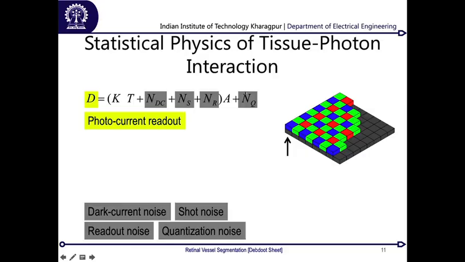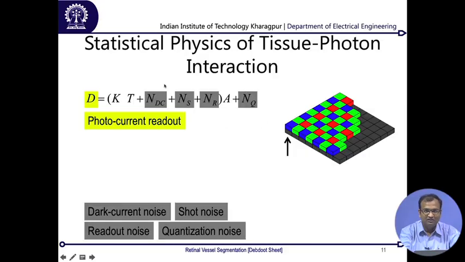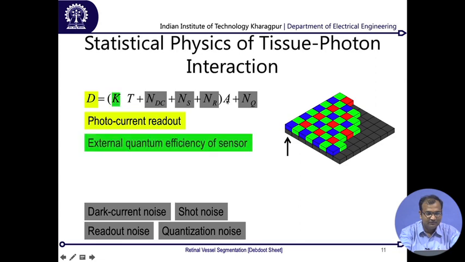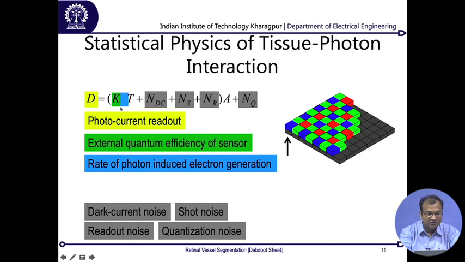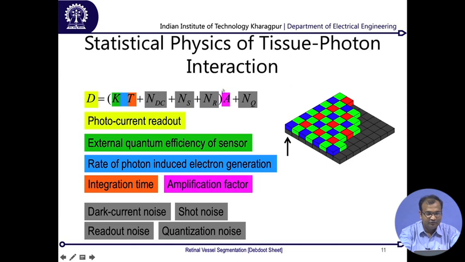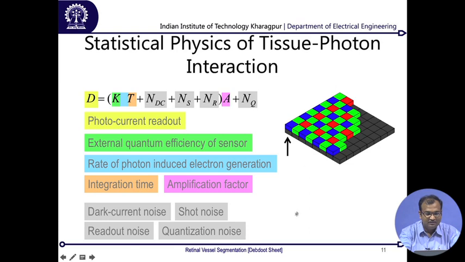So this is what comes down as a very basic model of photon to electron pair generation and then digital readout sensing from an electronic sensor. Now in this kind of a system, apart from the noises, you would have an external quantum efficiency of the sensor, k, then a term which is the rate of photon induced electron generation, rho, then an integration time t, and you would have an amplification factor a.